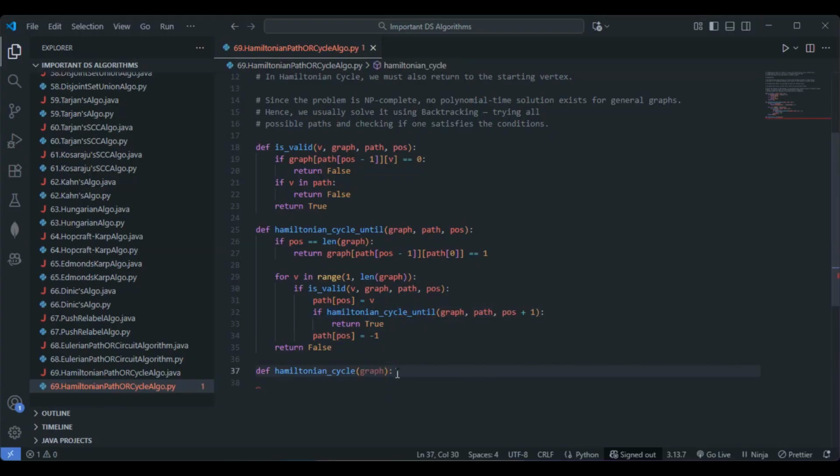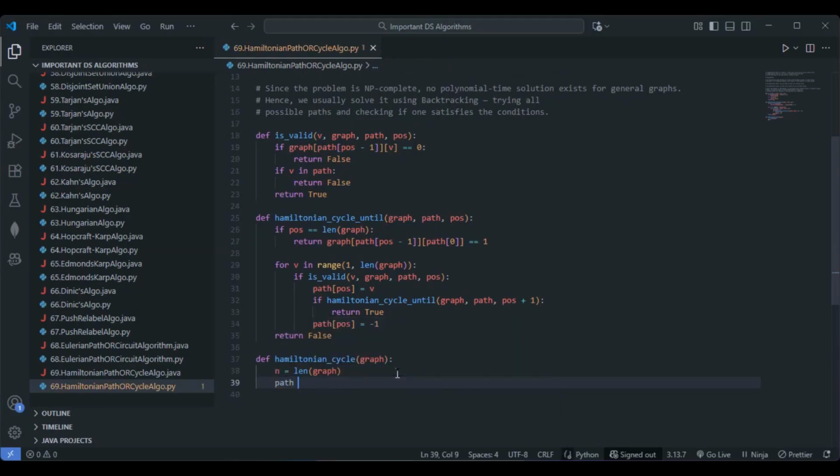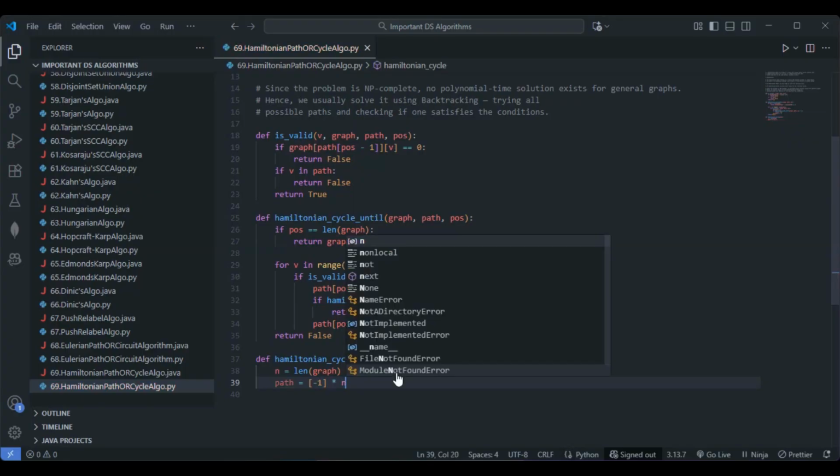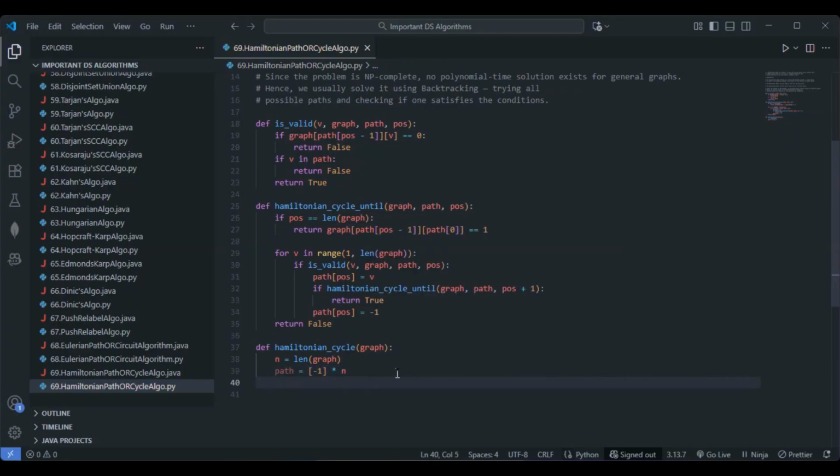Yeah. Now let's do one thing. Let me assign this one to the length of the graph so that we can make use of the variable n instead. Right. So path, let me initialize this one to -1 into n. This is fine. Finally, let's start at the vertex 0, meaning let me initialize path 0 to 0 itself. We are just starting at the vertex 0.